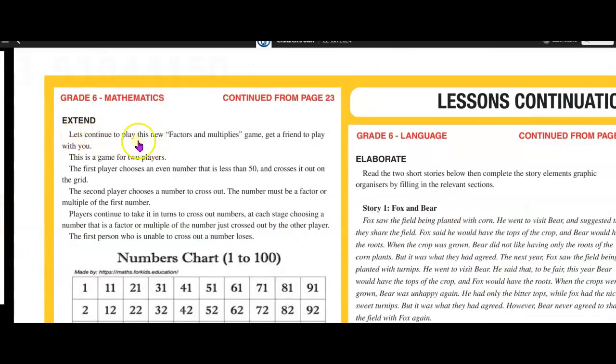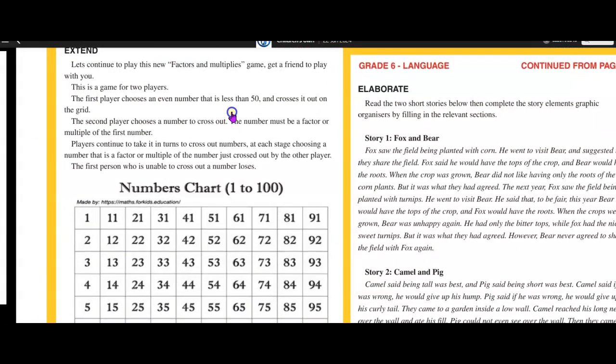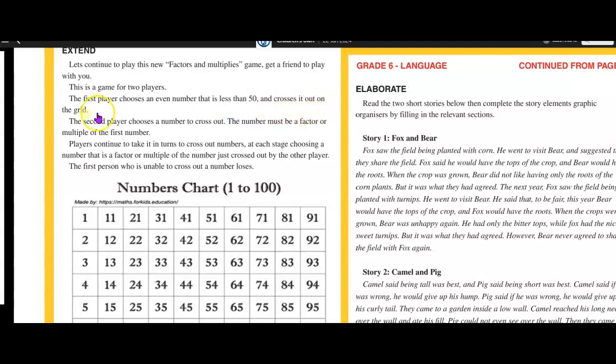Extend. Let's continue to play this factor and multiple game. Get a friend to play with you. This is a game for 2 players. The first player chooses an even number that is less than 50 and crosses it out on the grid. The second player chooses a number and crosses it out.